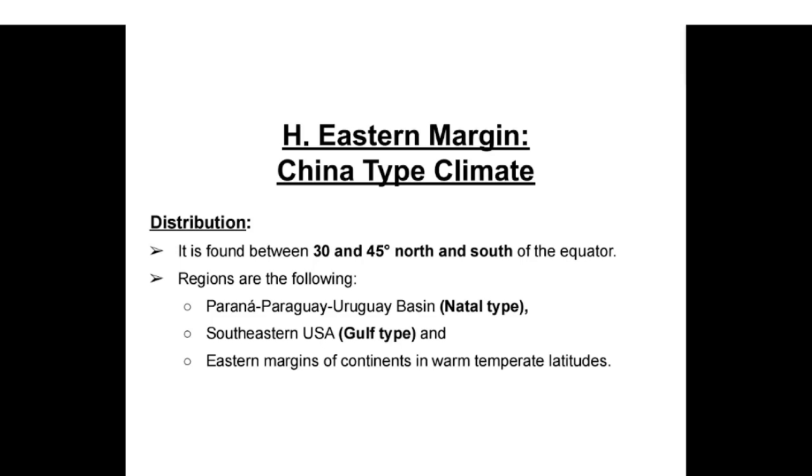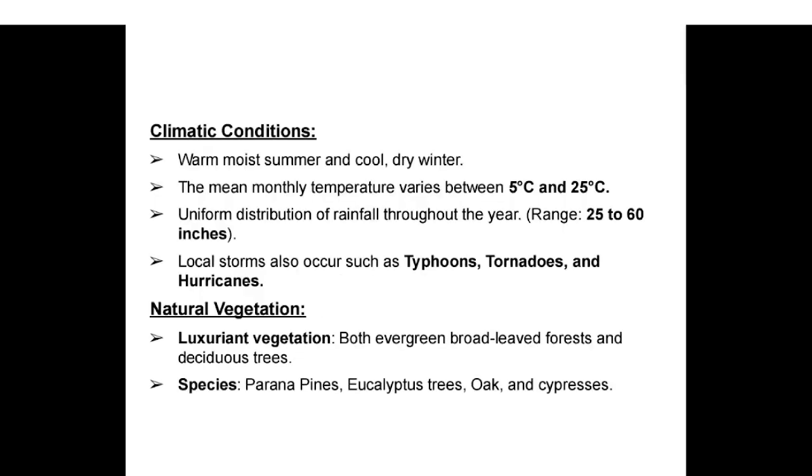Eastern margin China type climate distribution. It is found between 30 degrees and 45 degrees north and south of the equator. Regions are Parana, Paraguay, Uruguay basin, Natal type, southeastern USA Gulf type, and eastern margins of continents in warm temperate latitudes. Climatic conditions: warm, moist summer and cool, dry winter.